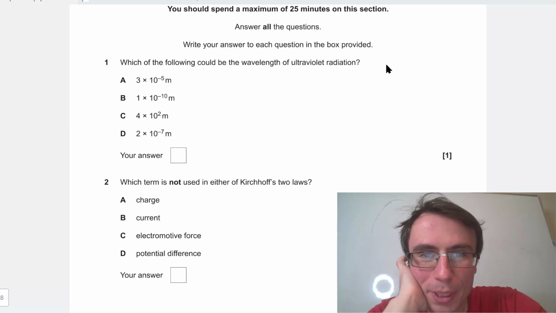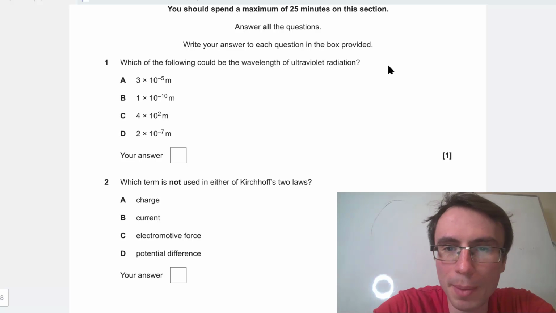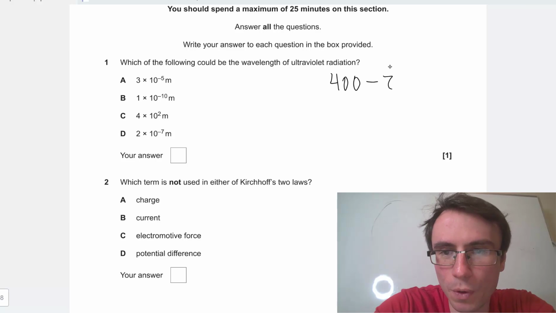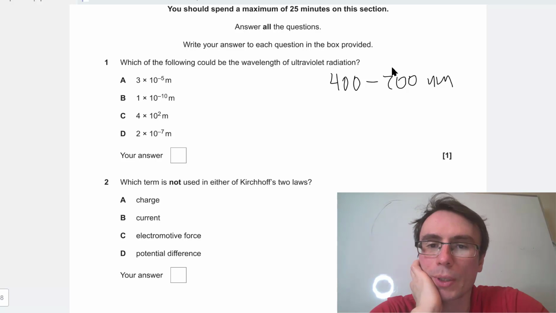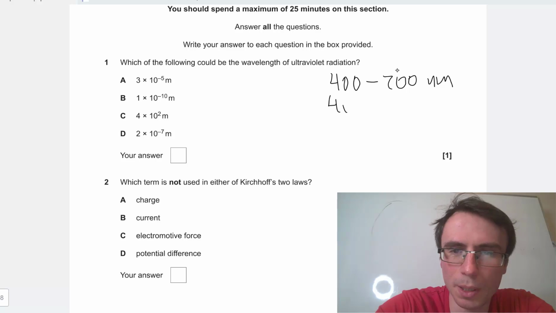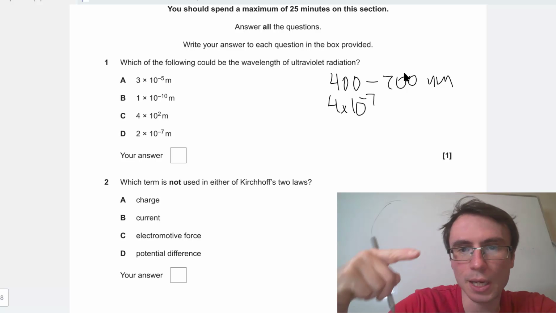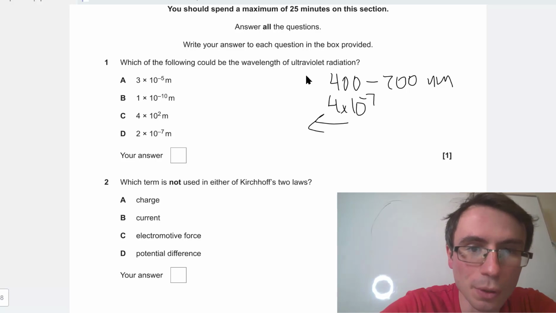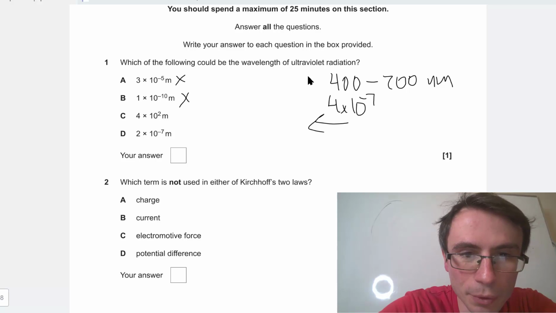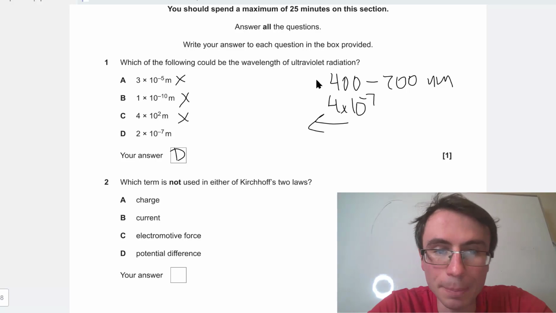Which of the following could be the wavelength of ultraviolet radiation? What I remember is that visible light is somewhere between 400 and 700 nanometers, so this is 4 times 10 to the power of -7. UV has a smaller wavelength, so the answer has to be smaller than 4 times 10 to the power of -7. So it's not going to be this. This is an X-ray, 4 times 10 to the power of 2, way too big. Correct answer has to be D.